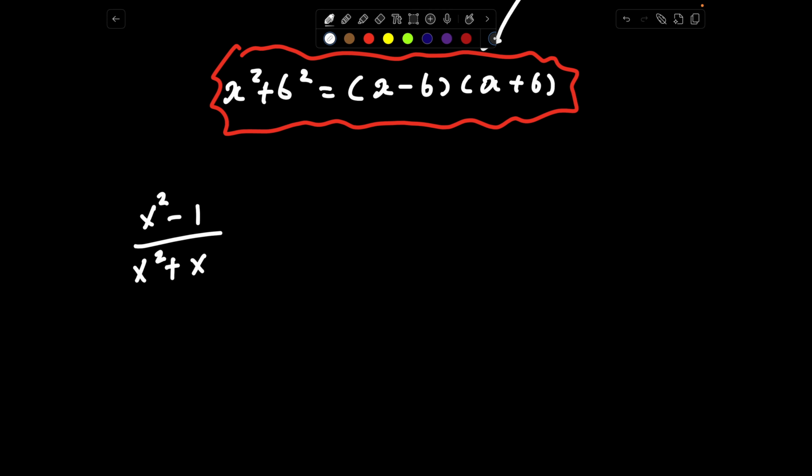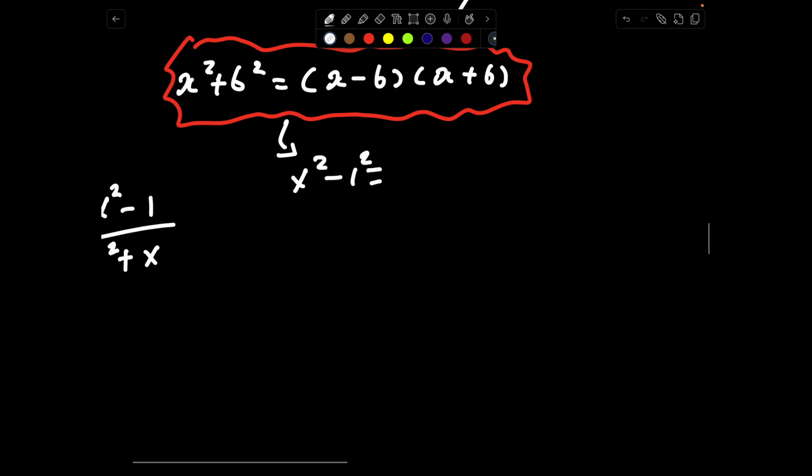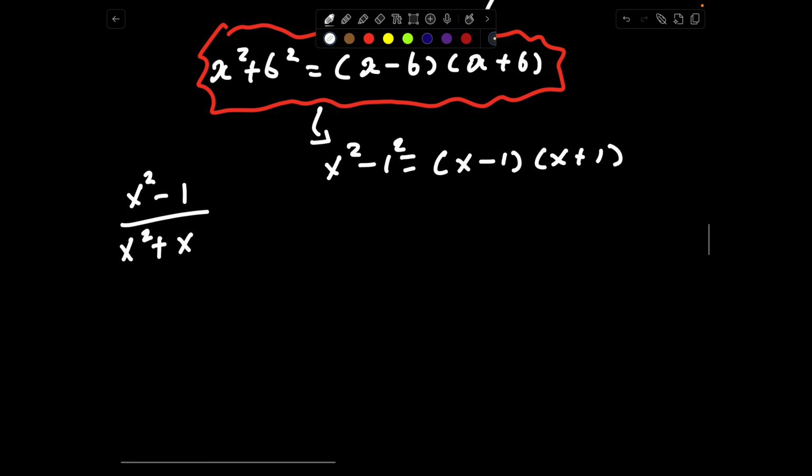Let's go ahead and focus on the top first. x squared minus 1. Using this equation here, this is basically already squared, it's just 1. We can do x minus 1, x plus 1. That's it. Now let's focus on the bottom here. x squared plus x.